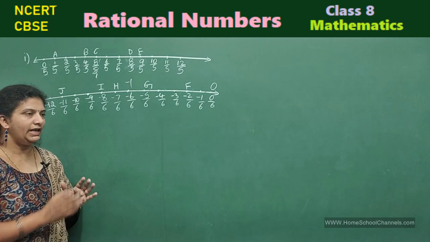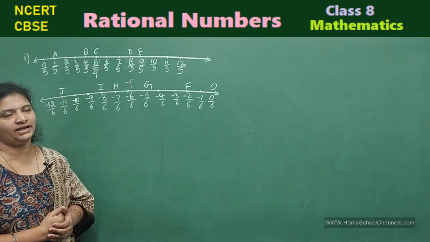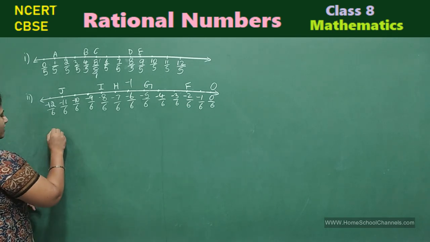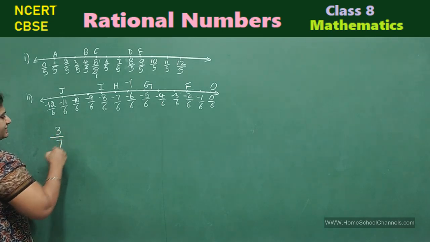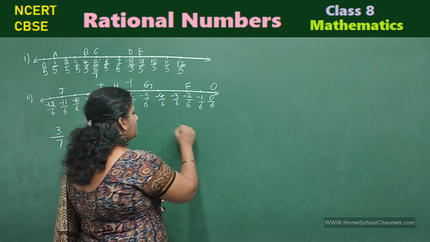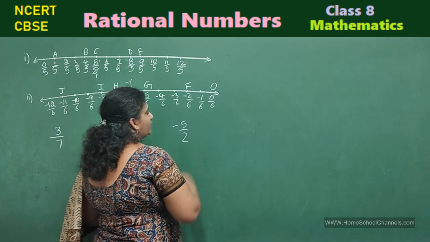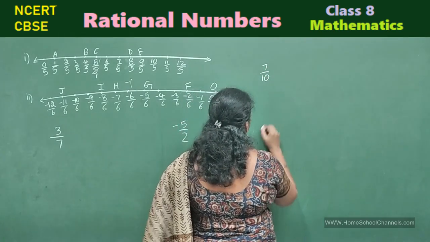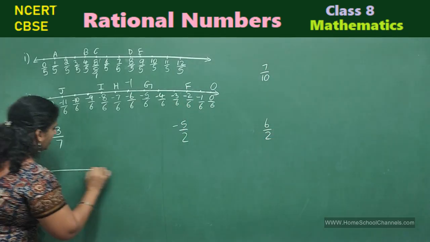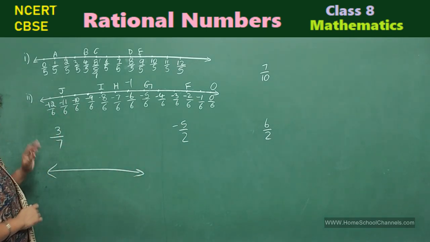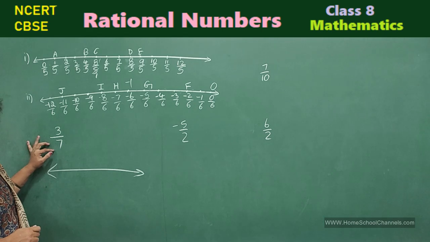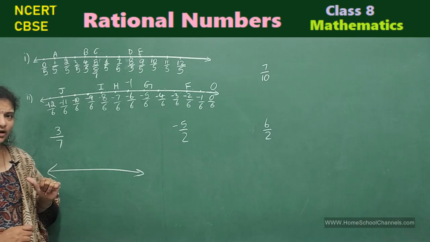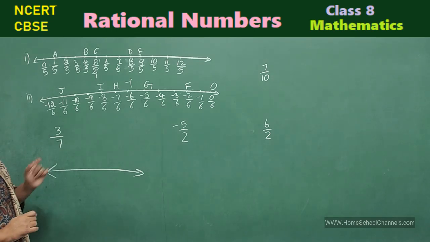Okay, is this clear? Now, let us take our own number line and represent some rational numbers. Let me take 3 by 7 and minus 5 by 2 and one more, 7 by 10, 6 by 2. Let me take a number line and observe here carefully. Numerator and denominator, which is greater? Denominator is greater. Then what is this fraction? Proper fraction.